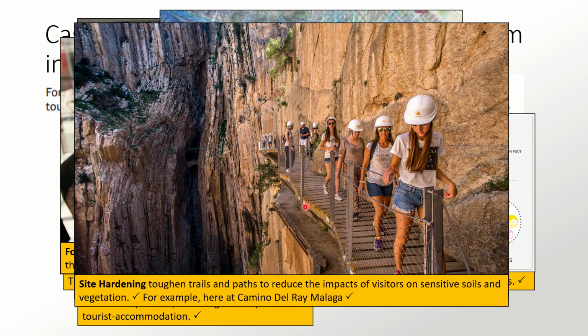Now, this is not in Barcelona, but it is a really good example. This is site hardening. This is when, if you've got paths and trails, this is the Camino del Rey, which is in Malaga, they toughen the pathways with wooden boards, as you can see, or grit or gravel or concrete. And this stops footpath erosion. It stops people damaging the land as they walk over it.